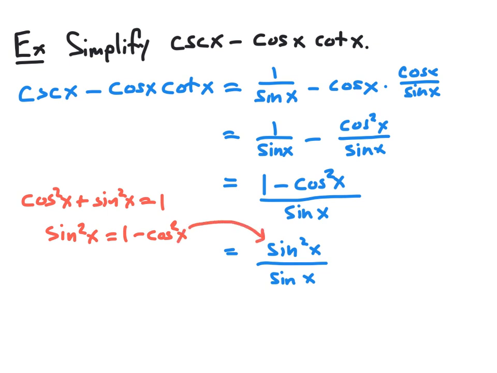So we see we get sine squared of x here. And sine squared of x divided by sine of x leaves just a single power of sine x here. And so our expression cosecant x minus cosine x cotangent x simplifies simply to sine of x.